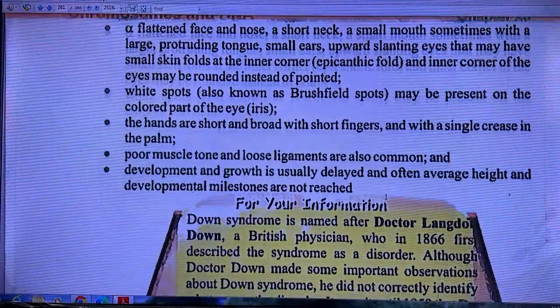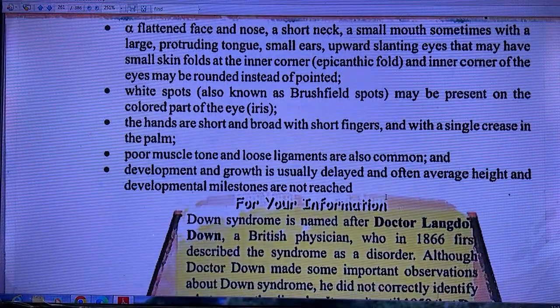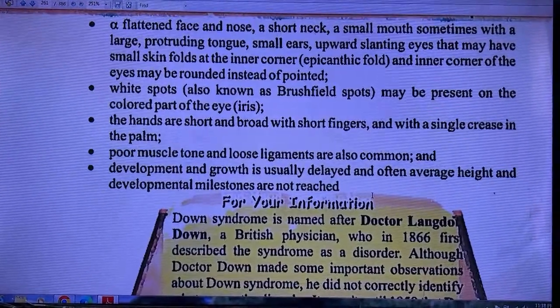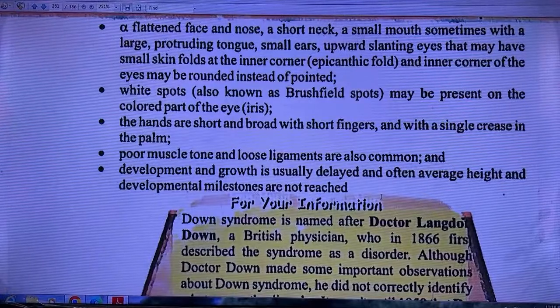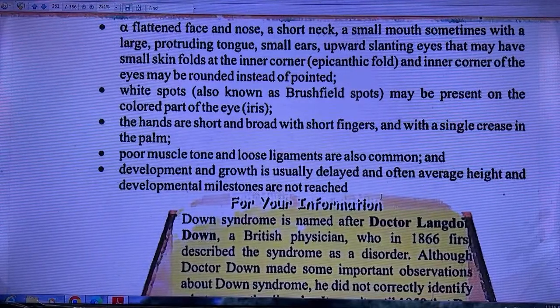a flattened face and nose, a short neck, a small mouth, sometimes with a large protruding tongue, small ears, upward slanting eyes that may have small skin folds at the inner corner. The epicanthic fold and inner corner of the eyes may be rounded instead of pointed. White spots, also known as Brushfield spots, may be present on the colored part of the eye, the iris.